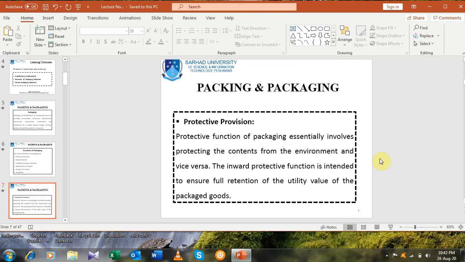The first one, the protective provision, is a function of packaging. It essentially involves protecting the contents or the ingredients of a particular product, packed in a suitable container and in primary, secondary or tertiary packaging. Protection from the environment is provided by the packaging and vice versa. The inward protective function is intended to ensure full retention of the utility value of the packaged good. The material within the package is ensured to be fully retained, and protection is given to the material inside the package.